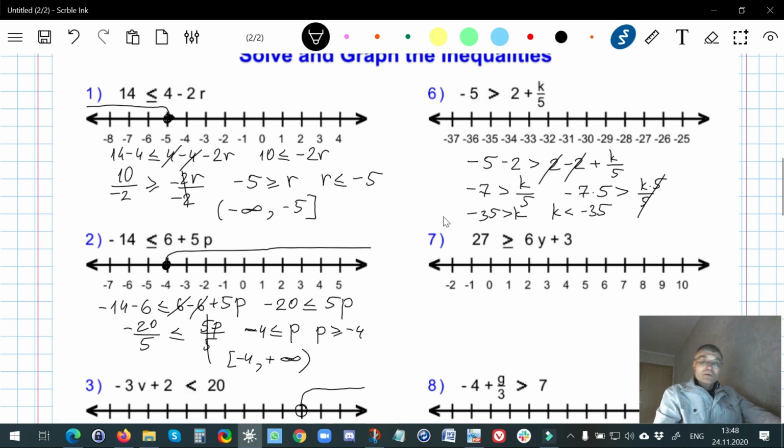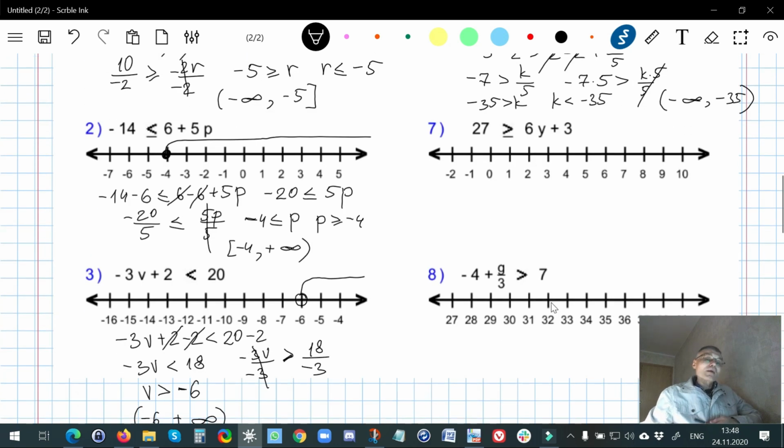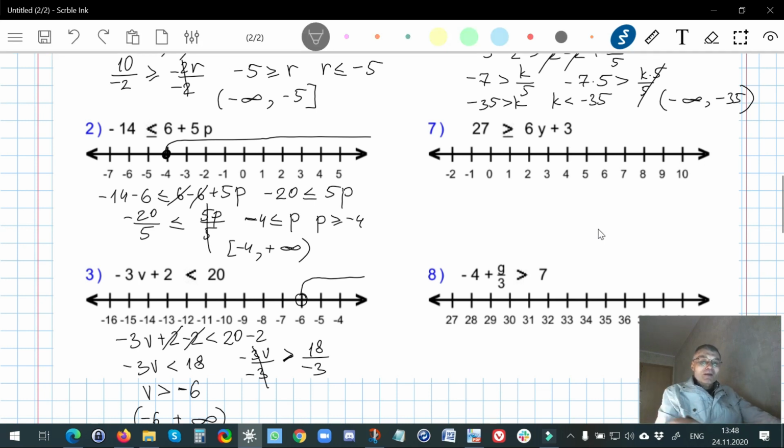And here is my interval notation. It goes like that. Negative infinity, negative 35, and I don't include it. So where is negative 35? Aha, here it is. Oops. Alright, there we go.